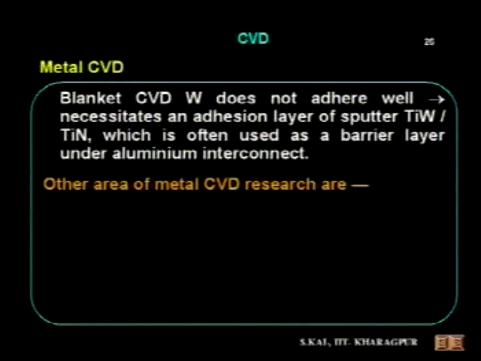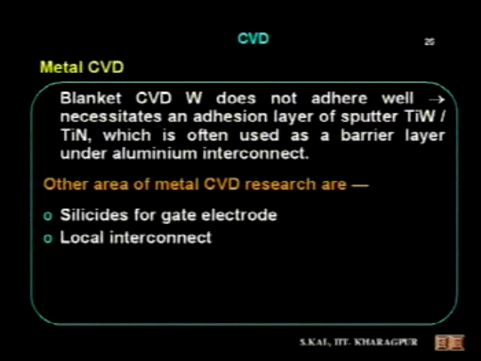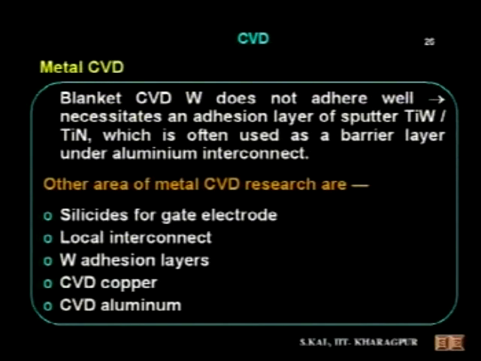And the next point is another area of metal CVD research: silicides for gate electrode. Metal CVD is still in the research area. A lot of scope is there for finding its applications and improving the metal CVD techniques. Silicides for gate electrode: in CMOS, metal CVD is used for making gates, particularly silicided gate CMOS transistors. Local interconnect, tungsten adhesion layers, CVD copper, CVD aluminium.